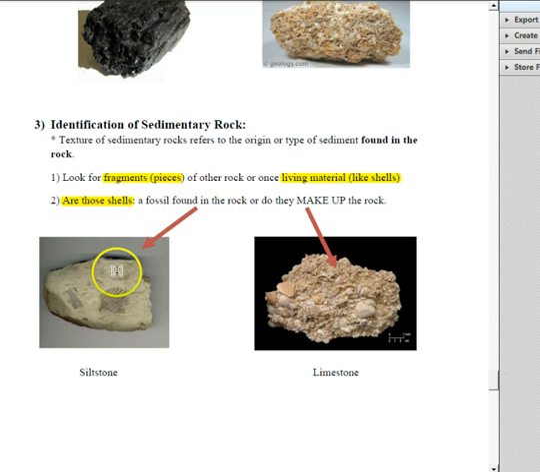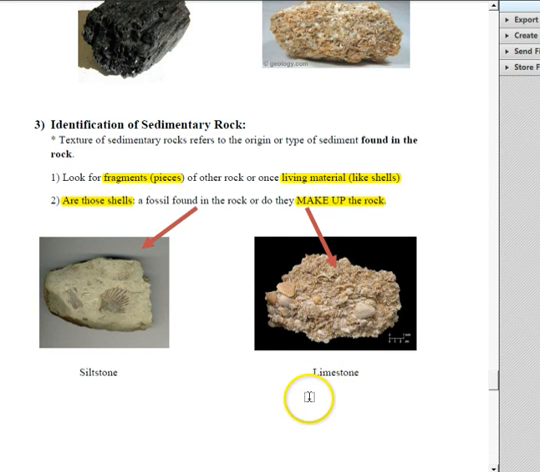So a fossil can look like this, okay, and this is in a siltstone, which is a clastic sedimentary rock. This is just an imprint of a fossil. That doesn't mean there's actual shells there. If they make up the rock like they do in this limestone, that means it is bioclastic because the actual living material is part of that rock.